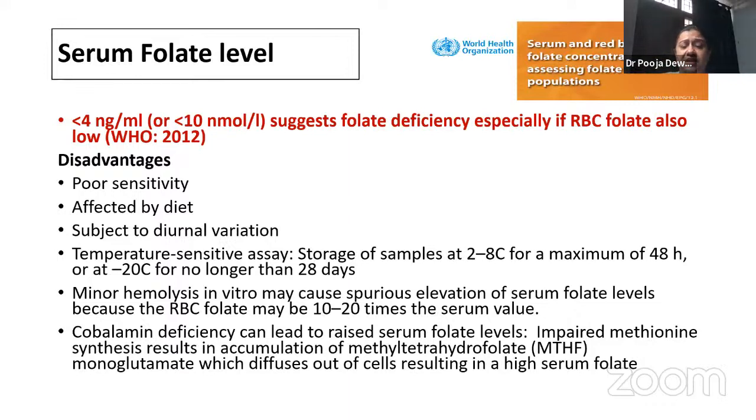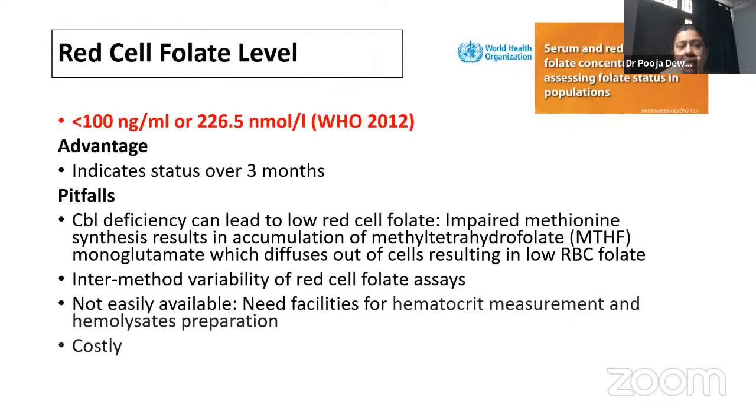This is because when there is an impairment in your methionine synthesis because of cobalamin deficiency, there is an accumulation of tetrahydrofolate monoglutamate in the RBCs that gets diffused into the blood and you get a falsely high serum folate. A red cell folate cutoff of less than 100 nanogram per ml has been suggested. And compared to serum folate, it is indicative of a longer period of the folate status of the body.